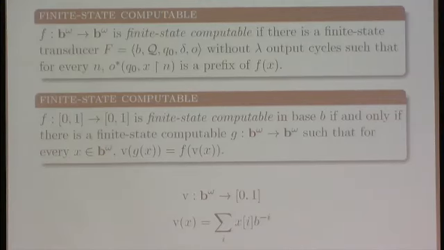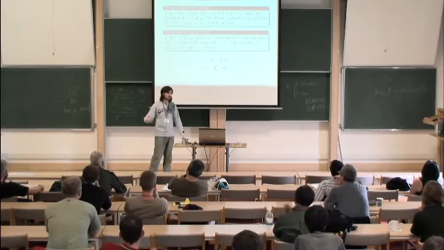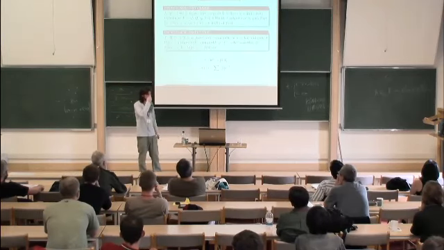And when you go to infinite sequences, it's taking the limit of this. Since these functions are monotonic in the prefix ordering, it's pretty clear that this limit exists, right?